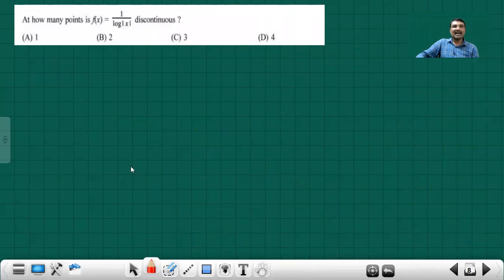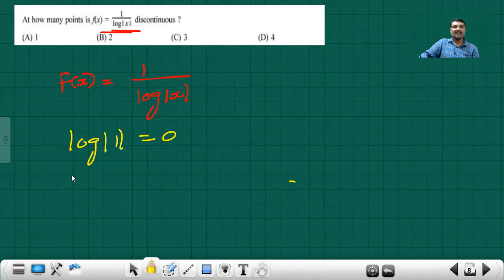Now we want to find at how many points this function is discontinuous. That is a function f of x that is given as 1 by log mod x. Now we can check how many points. What is the value of log mod of 1? That is equal to 0, right? And log mod minus 1, that is again log 1, that is equal to 0, right?